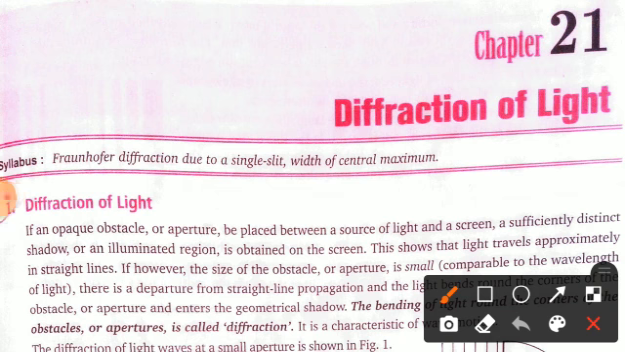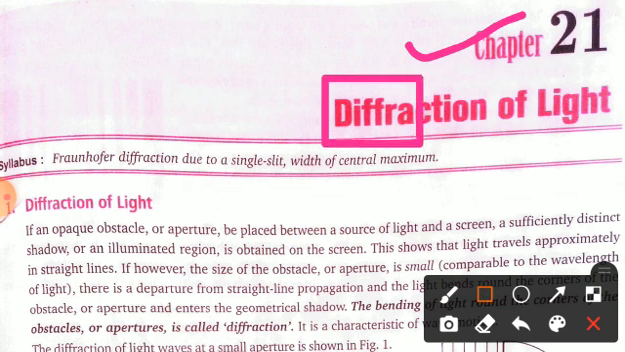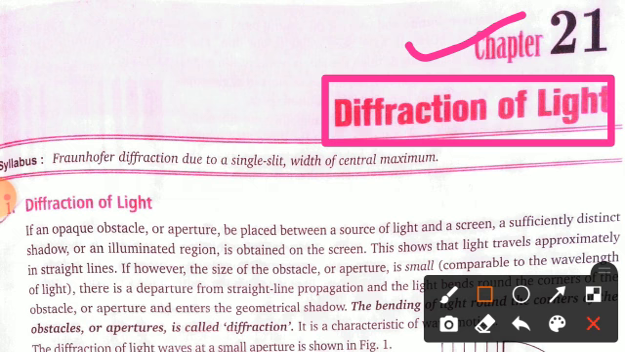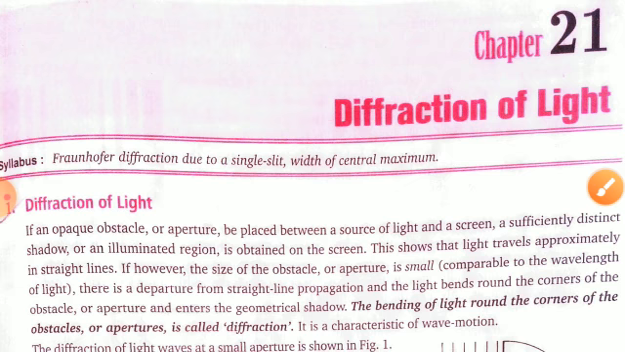And in physics, I am going to take your chapter number 21, which is known as diffraction of light. You can see here, this is the chapter of diffraction of light. Now first we discuss what we have to study in the syllabus. This is your syllabus. So in this chapter, you have to study about the Fraunhofer diffraction due to a single slit, width of the central maximum. Clear? So let's start it.